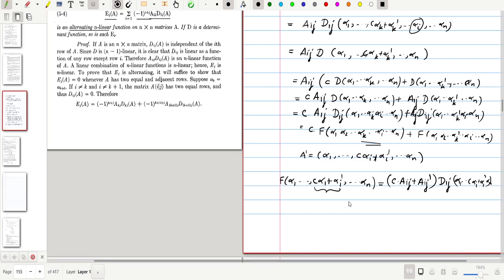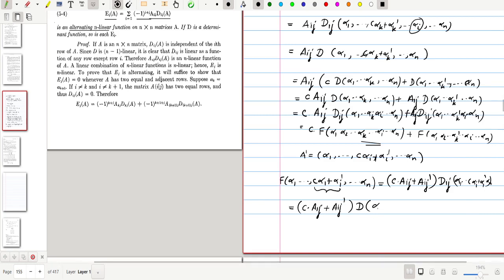Okay, we need to prove that this is the same as c times f of alpha 1, alpha 2, etc., alpha I, etc., alpha n plus f of alpha 1, alpha 2, etc., alpha I prime, etc., alpha n. So by the definition of dij, that is the same as c times aij plus aij prime times dij of this, which is the same as d of alpha 1 etc., alpha n.